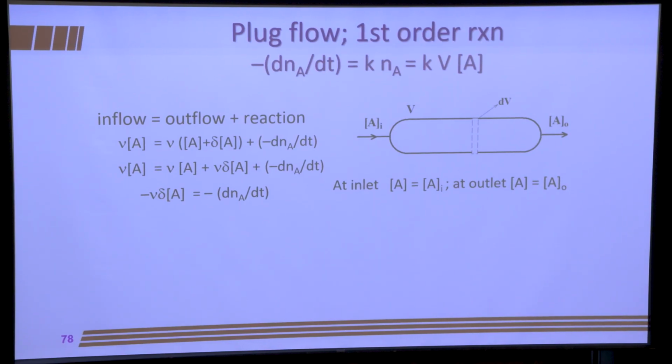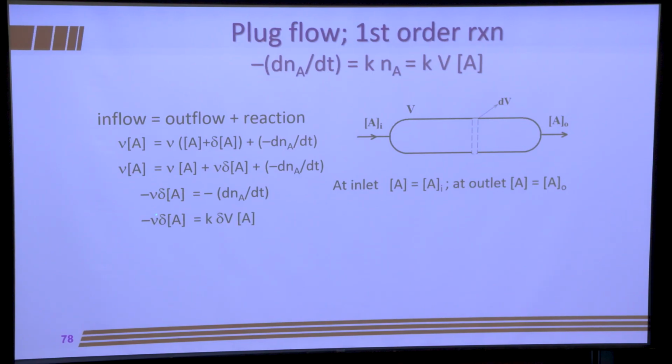Okay, now the reason that we write delta A is that we can actually follow infinitesimally small changes in the concentration of A in the reactor with infinitesimally small changes in volume in the reactor. If we do that, we can integrate across the whole reactor and determine what's happening in there. Okay, so that's what we're going to do.